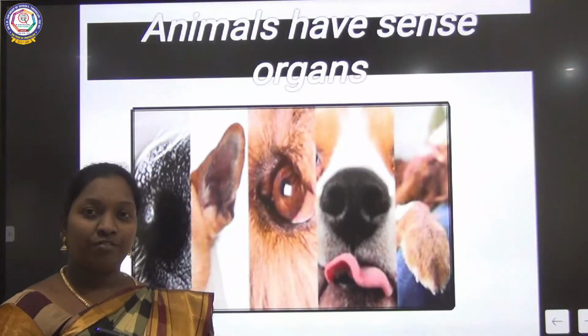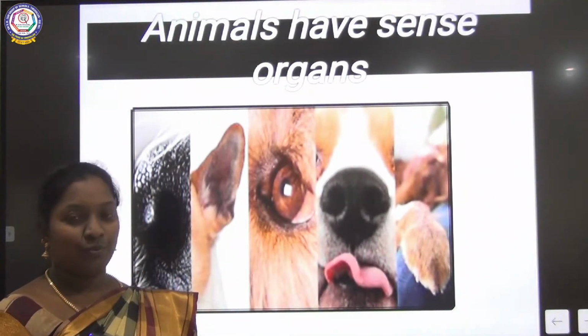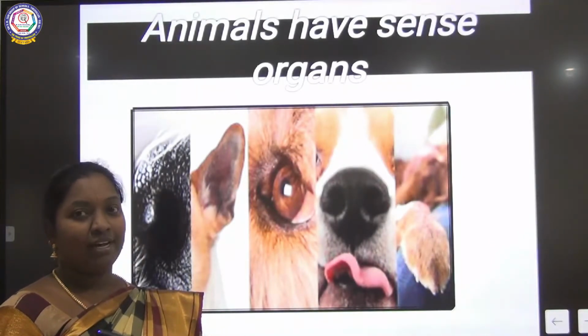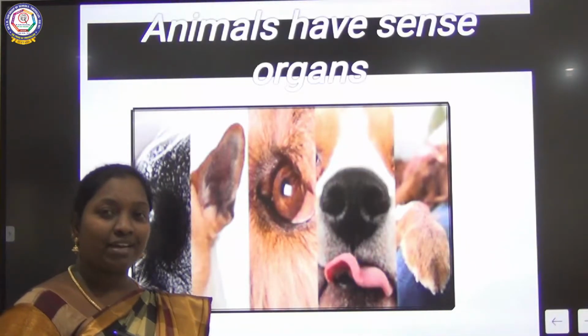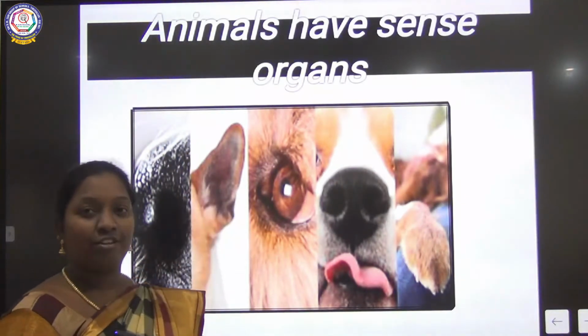So we studied about the differences between plants and animals. Animals move, plants cannot move. Animals cannot make food, plants can make food. Animals also breathe, plants also breathe. So we saw the similarities and then the differences. With that, the next one is that animals have sense organs.